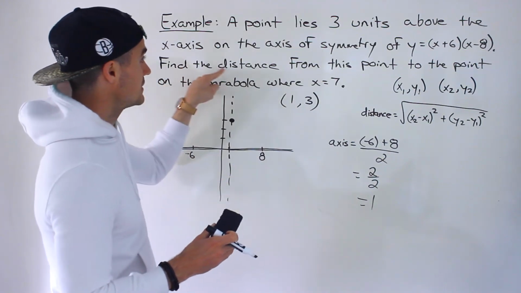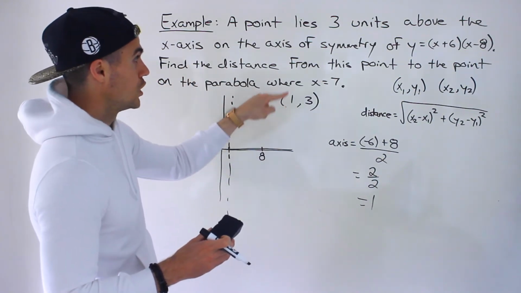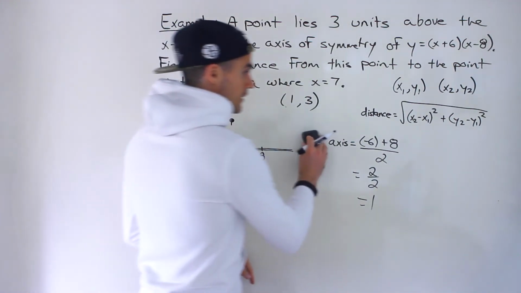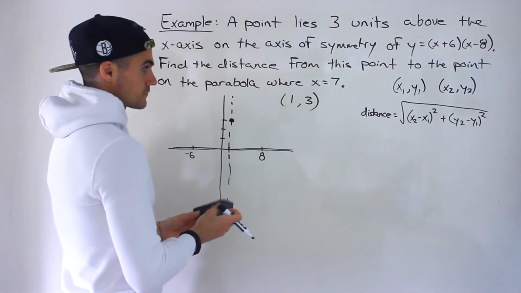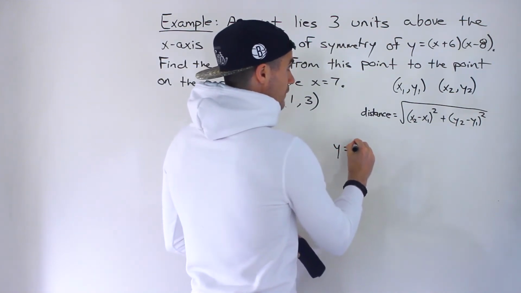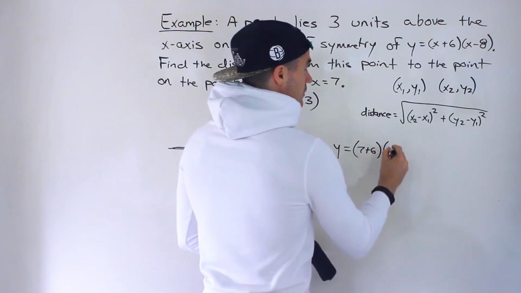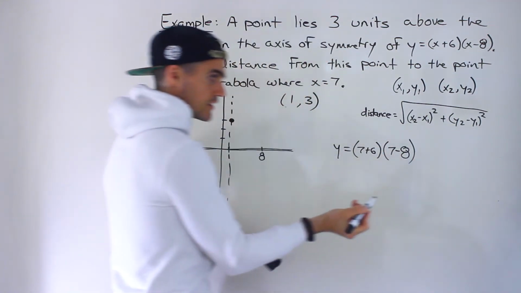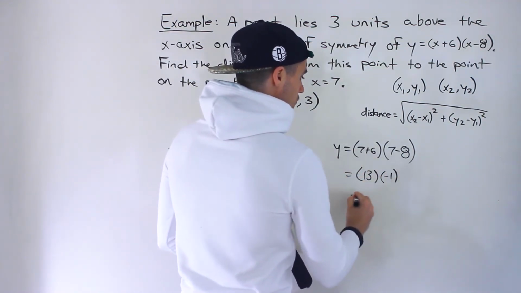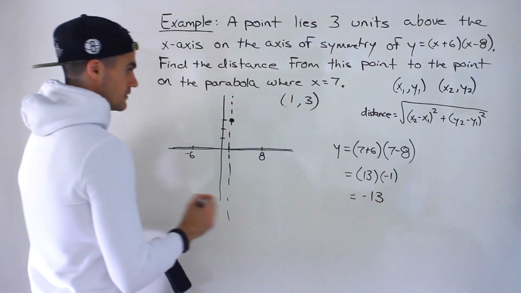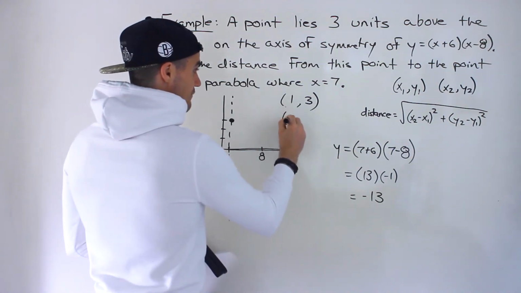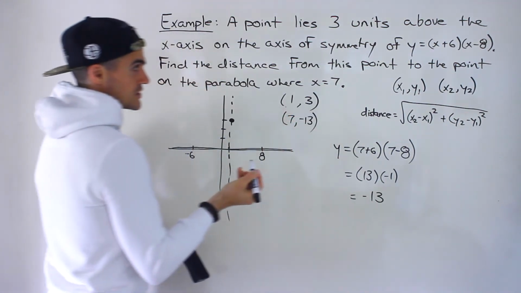So what we have to do is find the distance from that point, (1, 3), to the point on the parabola where x is equal to 7. And so where's that other point going to be? Well, it's going to be on this parabola when x is 7. So we can find what the y value is by plugging in 7 for x. And so we'd end up with 13 times -1, which would give us -13, like that.